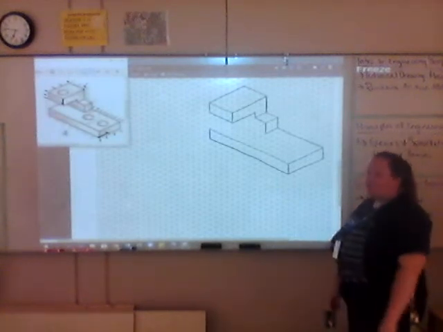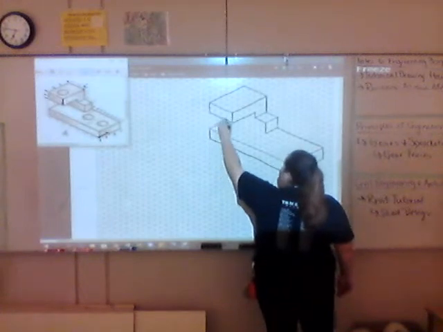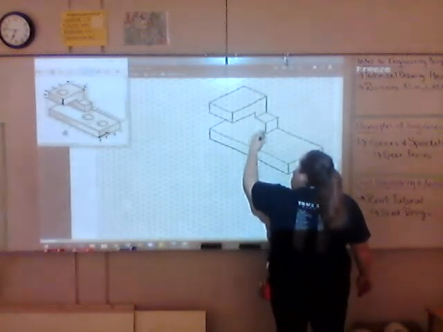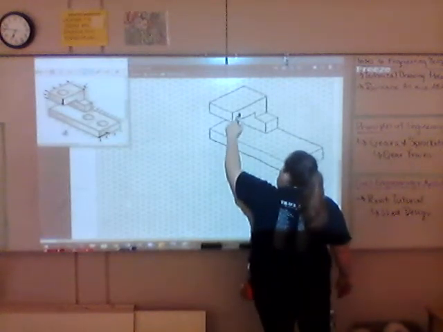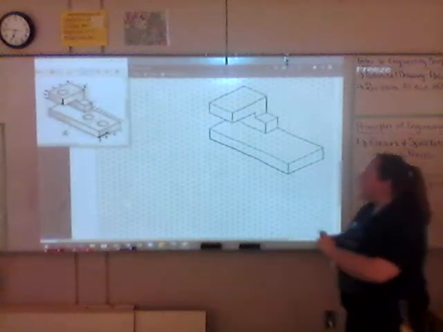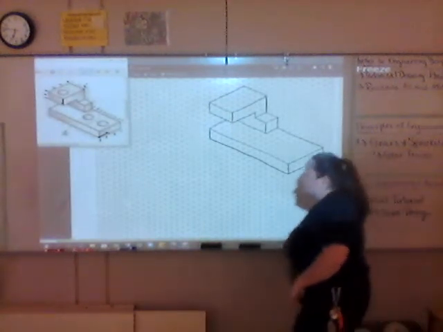The last 2 object lines that we have to do before the circles is this one, to show that it goes back underneath this part of the part, and then this corner here to show that this is empty space underneath where that ledge is, okay? So that leaves us with our circles.